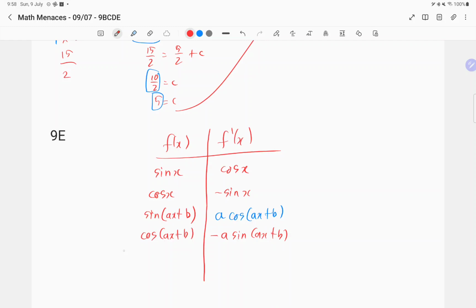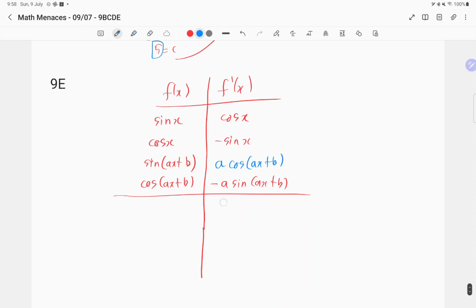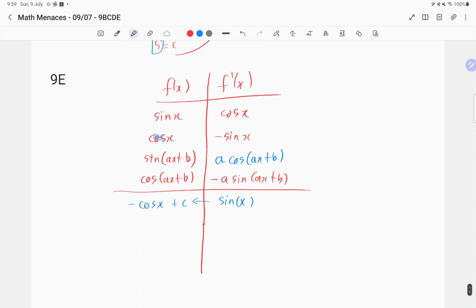So far, you guys are very comfortable with the derivative. Now we go in the backward direction. When you have sin x as the derivative, what's the original? Negative cos x plus c. Cos goes to negative sin when you differentiate, so positive sin goes to negative cos when you anti-differentiate.